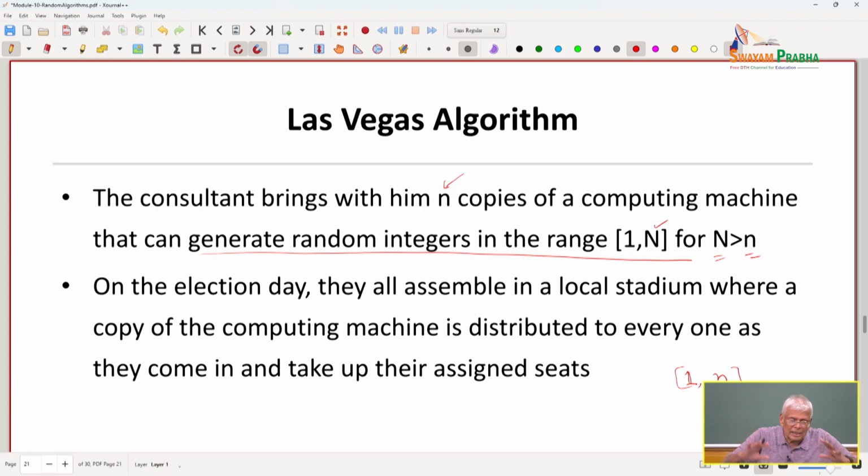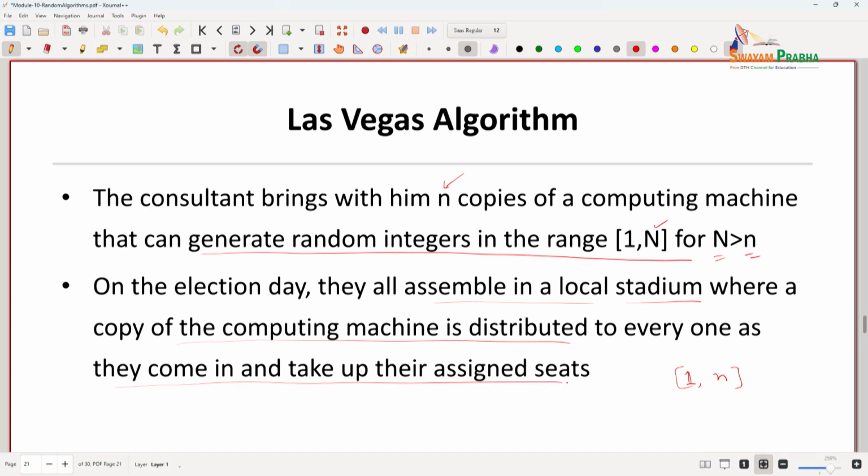So he brings n copies of the program, n copies of the computer. He loads the same program in every machine and gives a copy to all the people. So what does he do? He calls them on the election day to assemble in a local stadium. He gives a copy of one computing machine to everybody and asks them to take their assigned seat. So you understand the scenario.